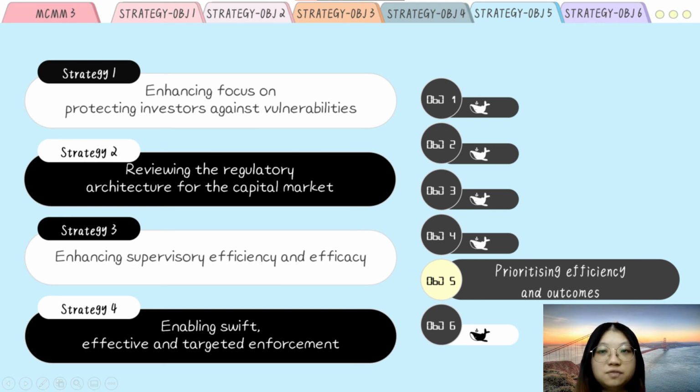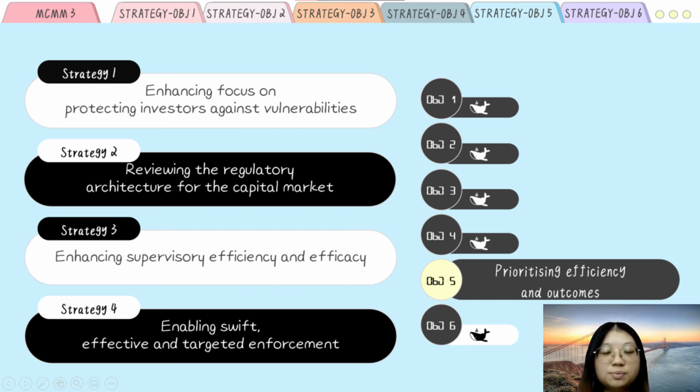Strategy 1 is enhancing focus on protecting investors against vulnerabilities. Due to the evolution of technology that become more sophisticated over time, the SC has worked on to elevate supervisory and enforcement focus on misconduct relating to vulnerable investors, particularly senior investors. Strategy 2 stated reviewing the regulatory architecture for the capital market. The SC decided to conduct joint study with Bank Negara Malaysia to enhance the regulatory structure for the financial market.